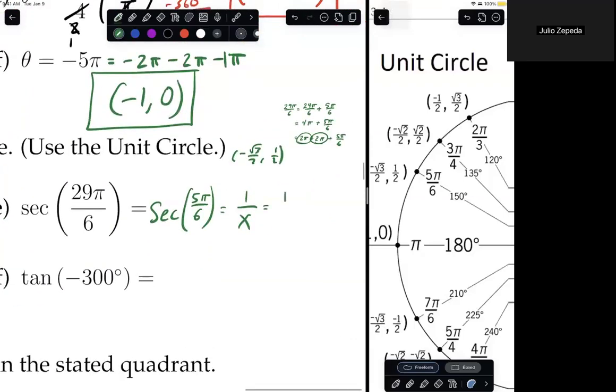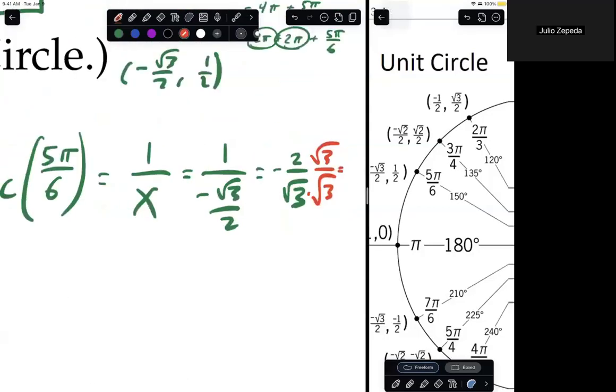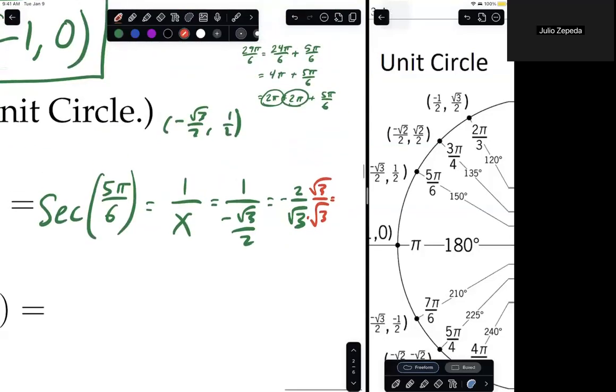So that's just 1 over the x coordinate, which is 1 over negative root 3 over 2. So that'd be negative 2 over root 3. And if we rationalize by multiplying the top and the bottom by the square root that is on the bottom, our answer is negative 2 root 3 over 3.